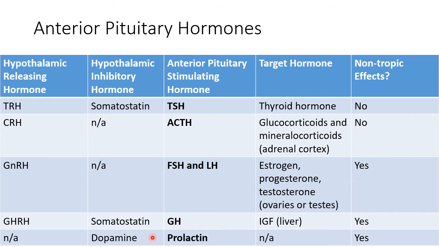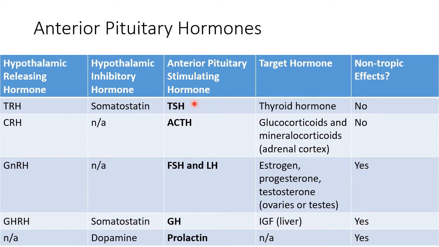Then the release of prolactin is inhibited by dopamine from the hypothalamus. That would be dopamine released as a hormone into the portal vein between the hypothalamus and the anterior pituitary gland. So that's not dopamine as a neurotransmitter.